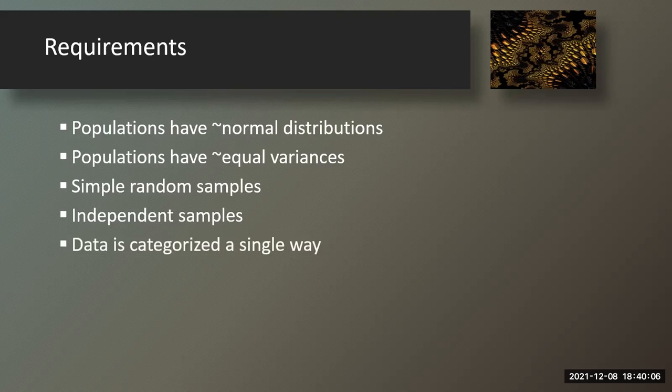Then the data has to be categorized in a single way. All that really means is we have to be looking at something like age in all of the samples, or speed in all of the samples, or number of units in all of the samples. It's just got to be consistent, that variable of interest.